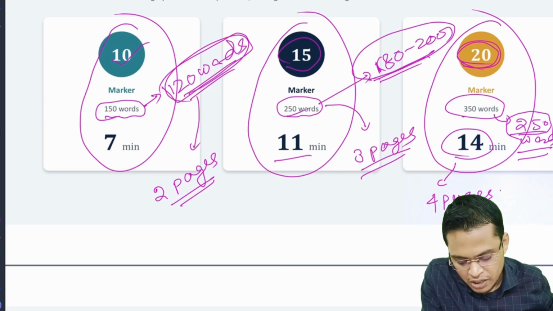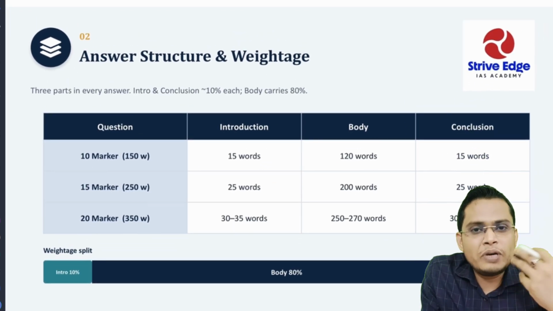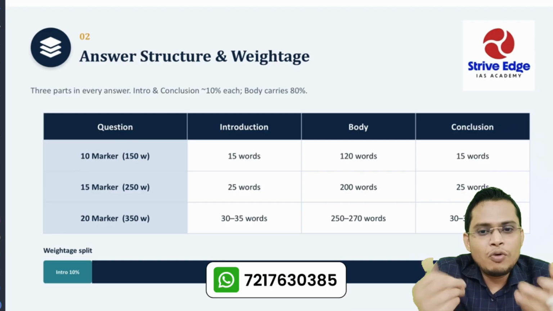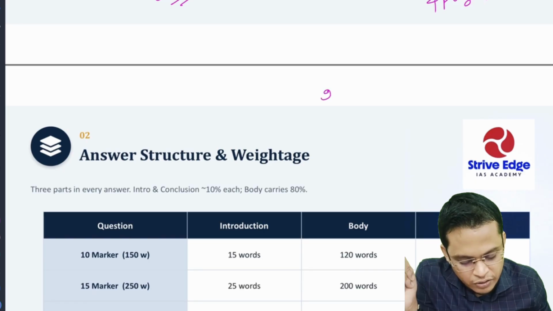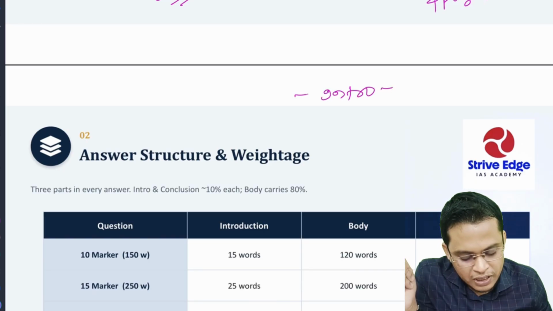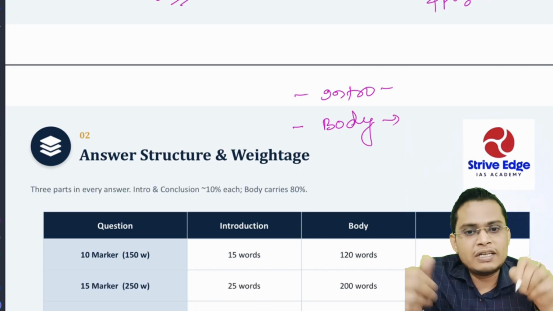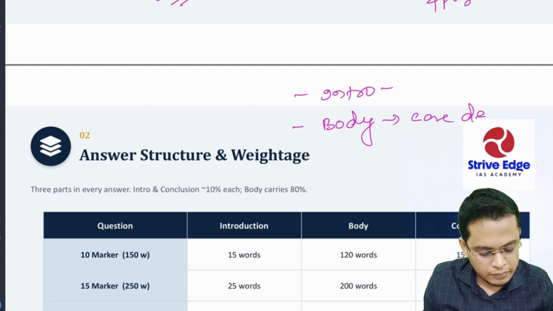Okay, so next thing is about how you are going to give weightage. I have seen so many students putting a lot of effort into the introduction, and they end up writing everything in the introduction. Sometimes they are lacking in the body, or write everything in the body without an introduction and conclusion. No, this should not be your structure. Your structure should start with the introduction, then you have to talk about the body. Body means the core demand, what is asked in the question. Then you have to write the conclusion.